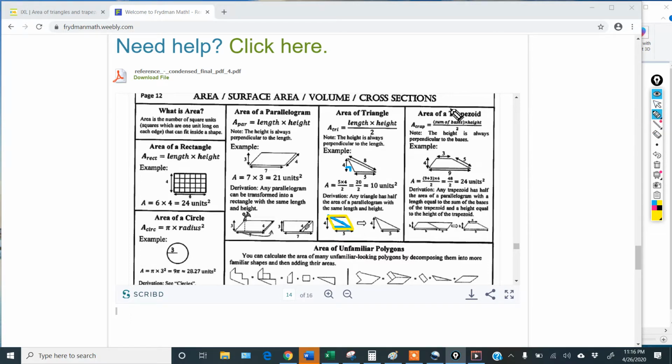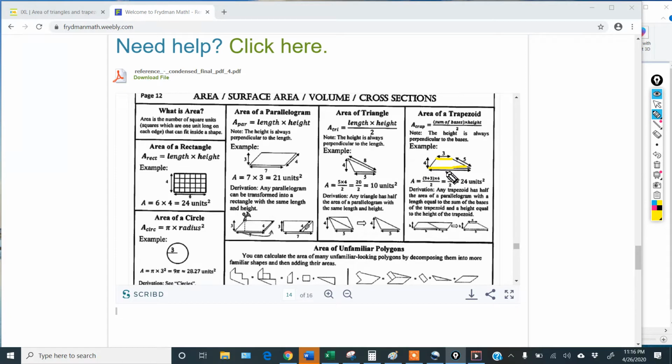All right, now let's talk about the area of a trapezoid. The formula for the area of a trapezoid is going to be the sum of the bases times the height divided by 2. And so for this example here, this would be a base and this would also be a base. The bases of a trapezoid are parallel to each other. That's how you know that you're looking at the bases. They would be parallel, meaning they're moving in the same direction.